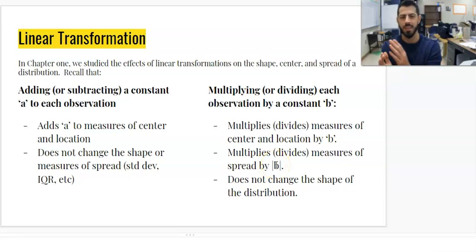You can't get a negative version of spread out. If you're getting less spread out, then you're multiplying by a fraction. But it still wouldn't change the shape. So if it was normal beforehand, it will still be normal. So these two things are important to understand.